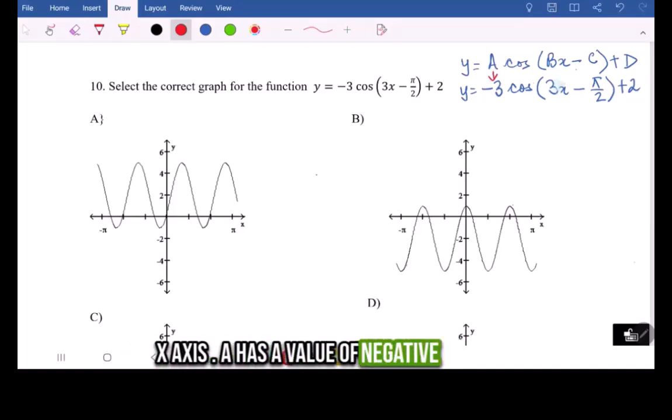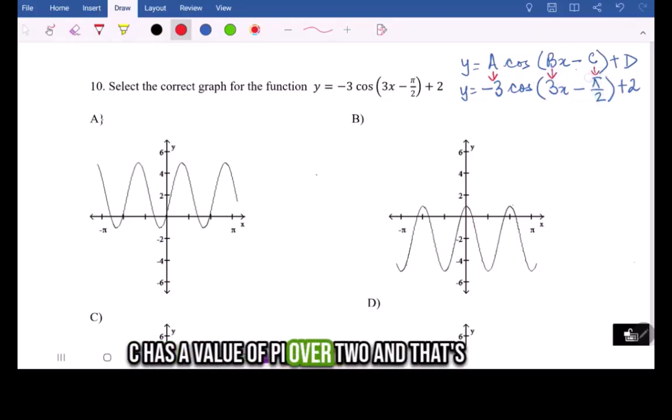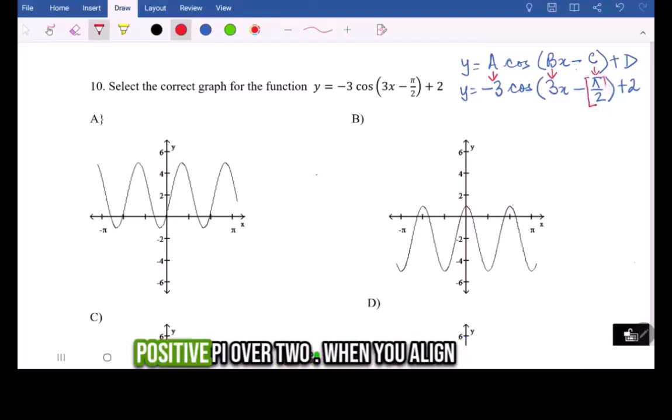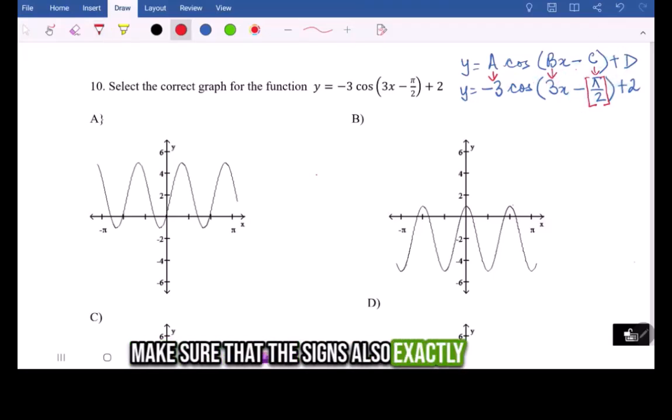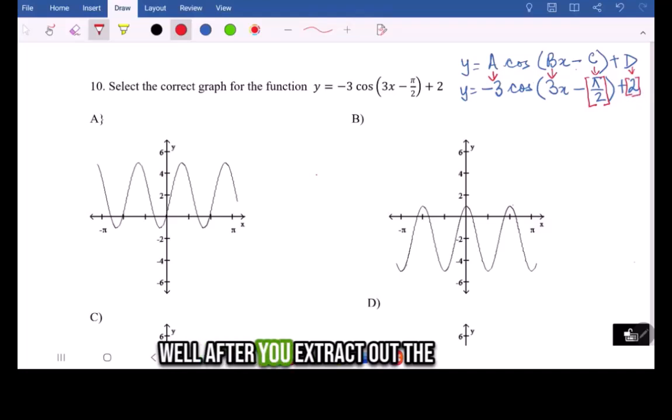A has a value of -3, B has a value of +3, C has a value of pi over 2, and that's positive pi over 2. When you align your equation with the general form, make sure that the signs also exactly match as given in the form. All right. And D has a value of +2 as well after you extract out the positive sign.